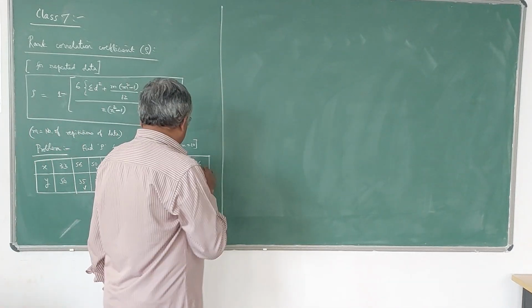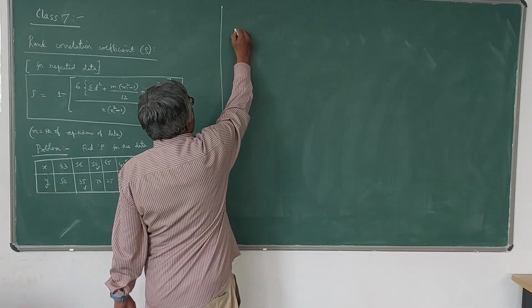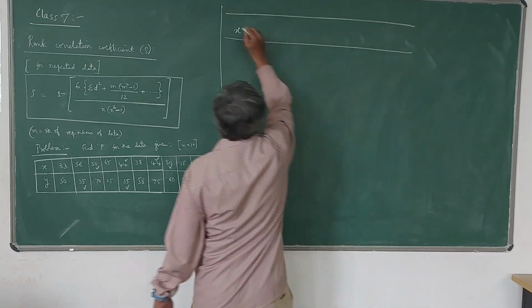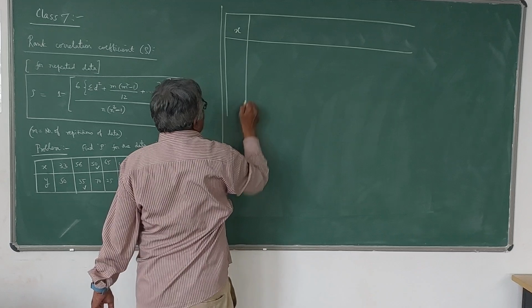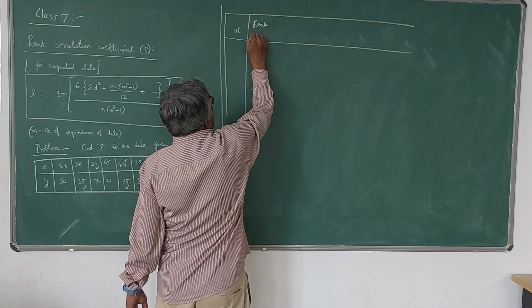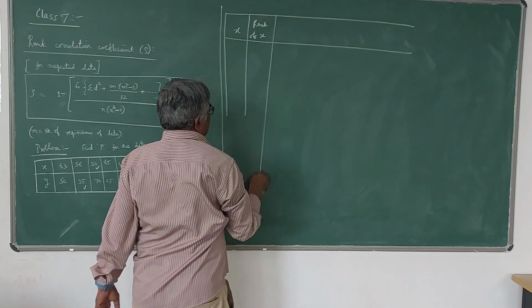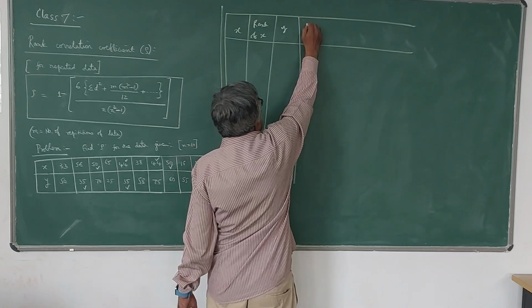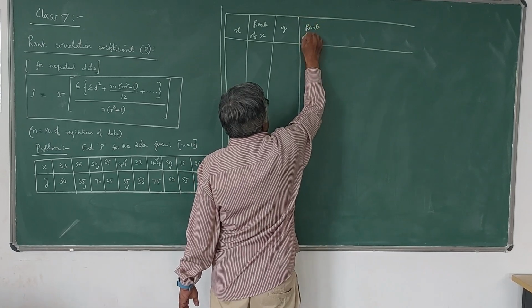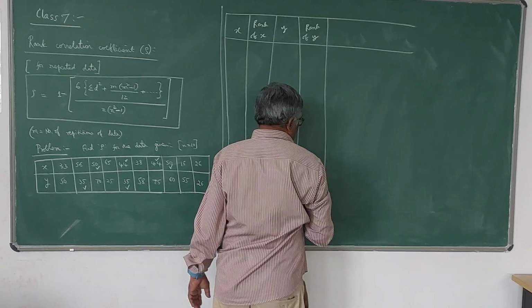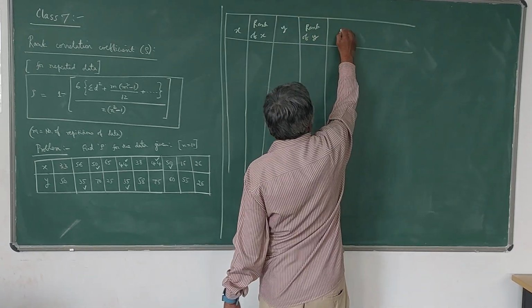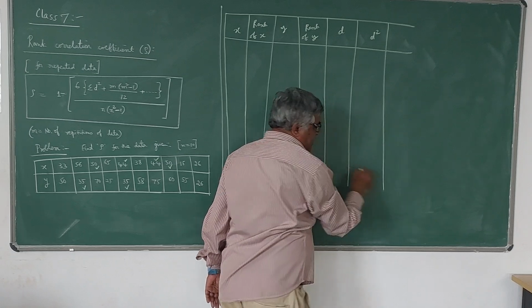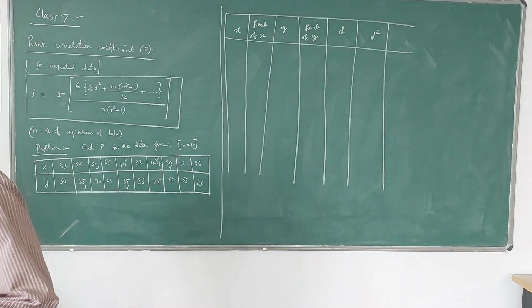Now let us write down the values in the form of a table. I will convert all these row values to column values. X, then immediately rank of x, then y, then rank of y, then the difference between these two ranks, that is d, then d square. Same procedure as in the last problem. This is the table which we have used earlier also.